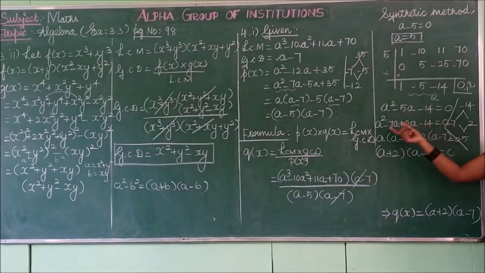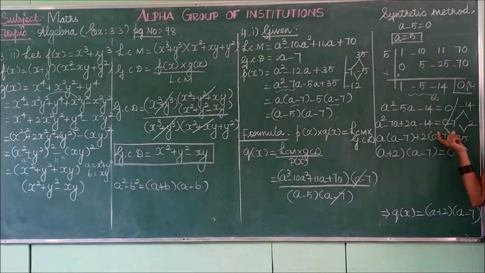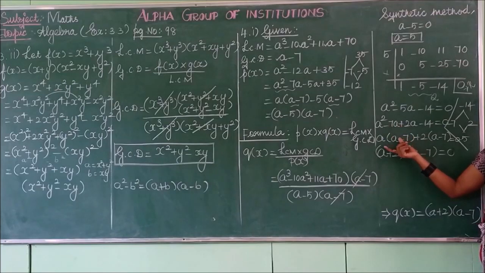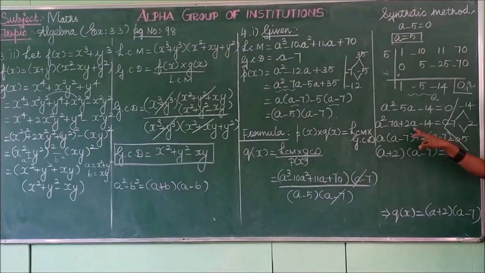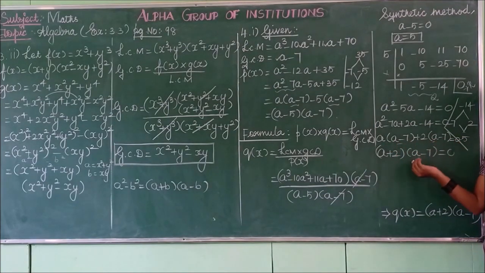So listen, a squared minus 5a can be split and written as a squared minus 7a plus 2a minus 14, which is equal to 0. Then look here. You can take the common term. What is the common term here? a into (a minus 7) plus, from this you can take plus 2 into (a minus 7), which is equal to 0. Then you can take this a minus 7 as one term. Then what is the remaining term? a plus 2, which is equal to 0.